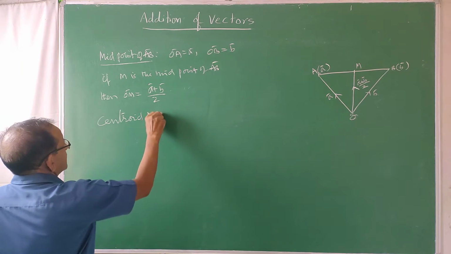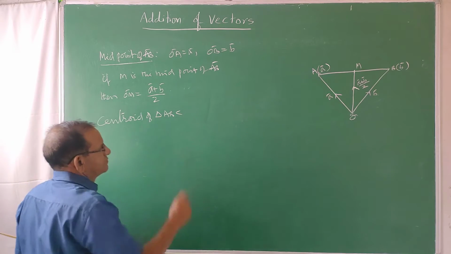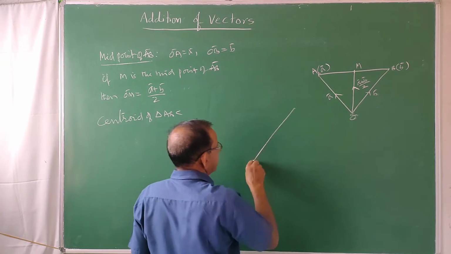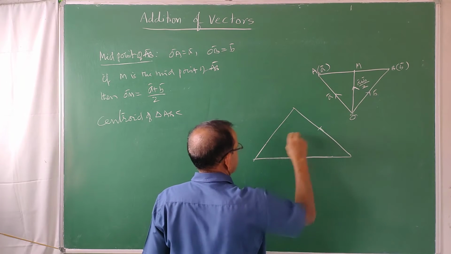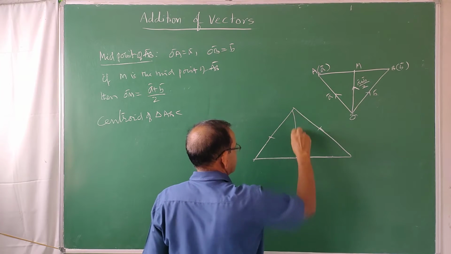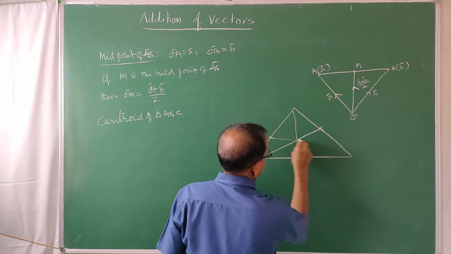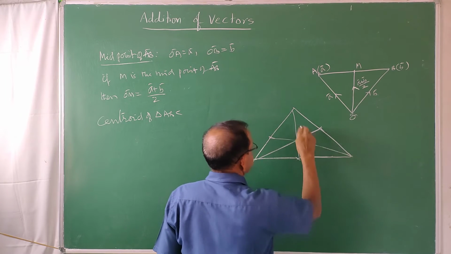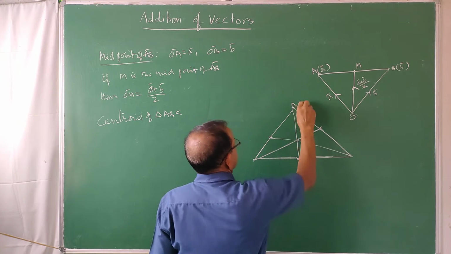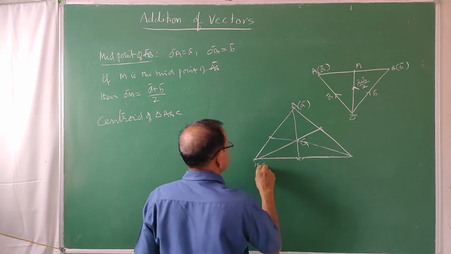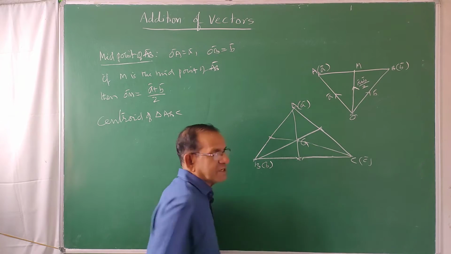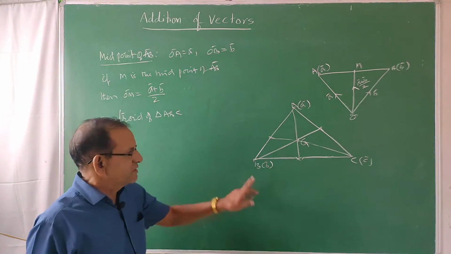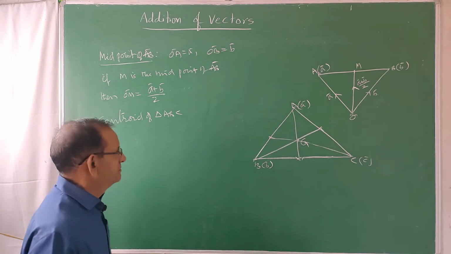Centroid of triangle ABC. The meeting point of the medians, all the 3 medians, the midpoints have to be joined. This is one median, another median. So we denote it as G. Position vector of A is A bar, position vector of B is B bar, and position vector of C is C bar. Then the position vector of G is A bar plus B bar plus C bar by 3.